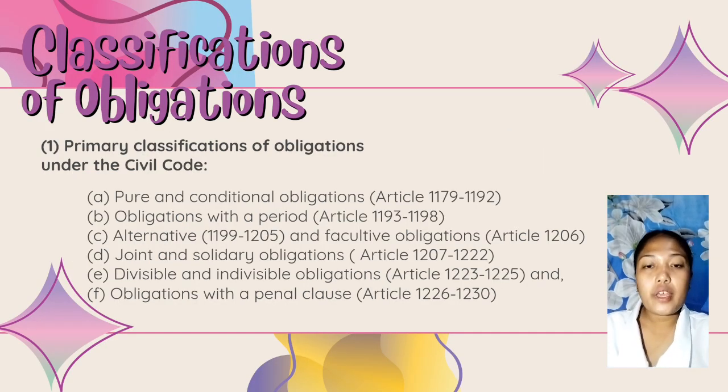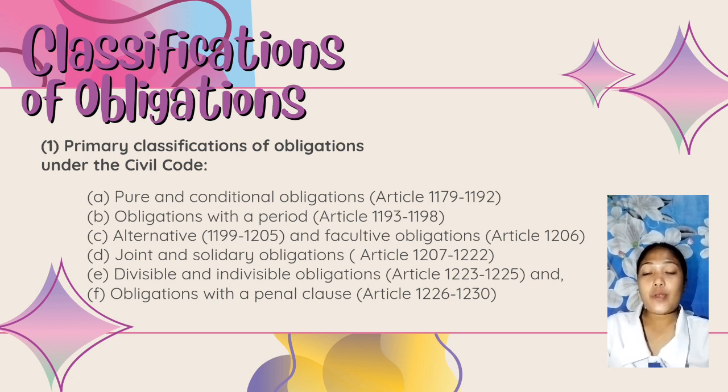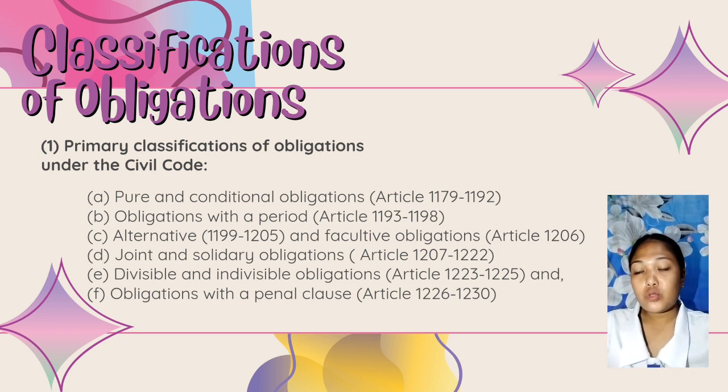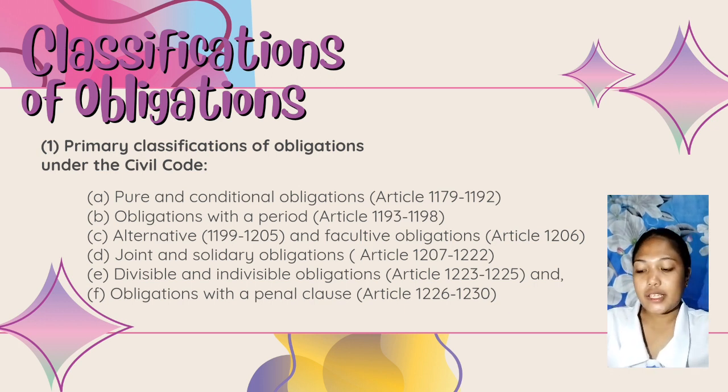On the next slide, we have the classifications of obligations. First is the primary classification of obligations under the Civil Code. First, we have pure or unconditional obligations, in Articles 1179 to 1192. Second is obligations with a period, Articles 1193 to 1198. Then alternative obligations, Articles 1199 to 1205, and facultative obligations in Article 1206.